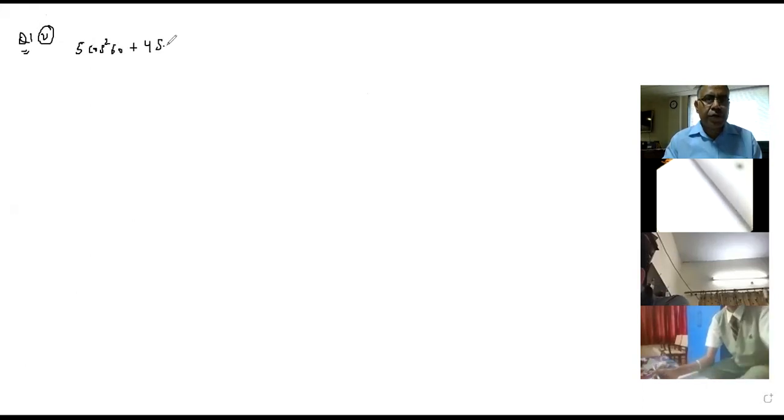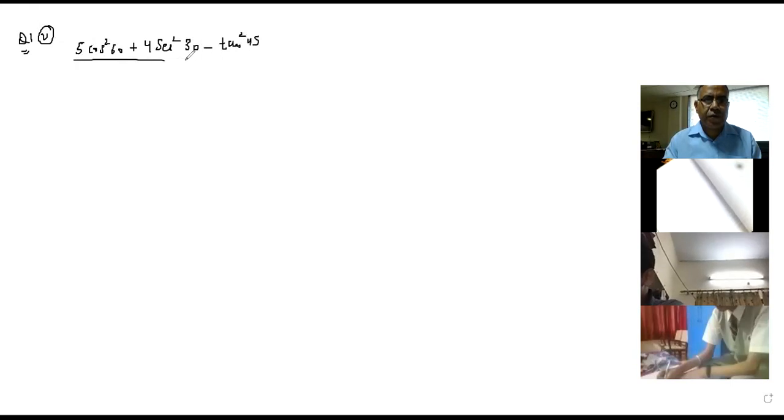First question I'm going to discuss with you: exercise 8.2, question number 1, fifth part. Today we have 2 periods, so I will try to finish complementary angles also. So this is 5 cos square 60 plus 4 secant square 30 minus tan square 45 upon sin square 30 plus cos square 30.